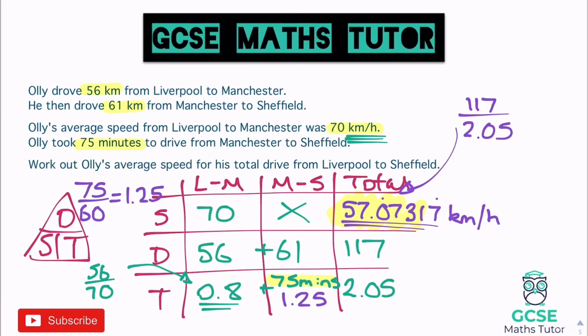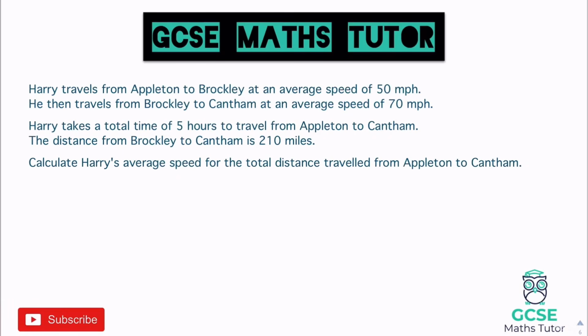Right, let's have a look at one more. Okay, so this question says Harry travels from A to B at an average speed of 50, and then he travels from B to C at an average speed of 70. Harry takes a total of 5 hours to travel from A to C, and the distance from B to C is 210. Calculate Harry's average speed.